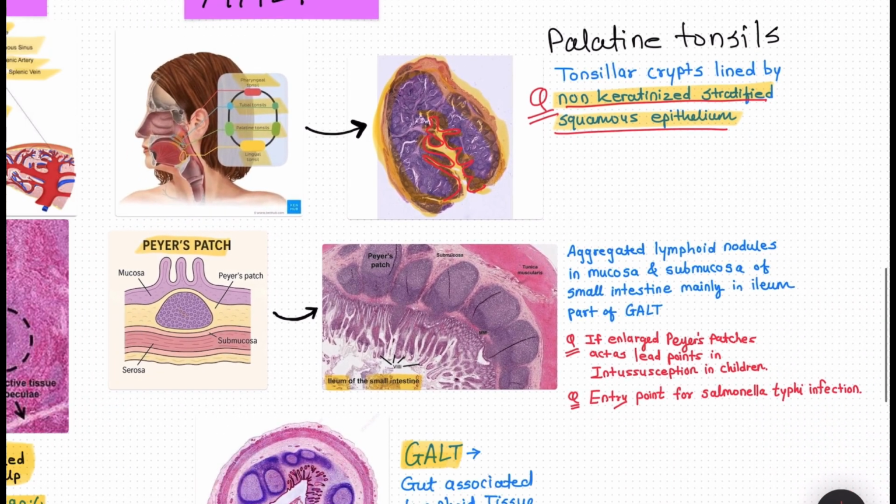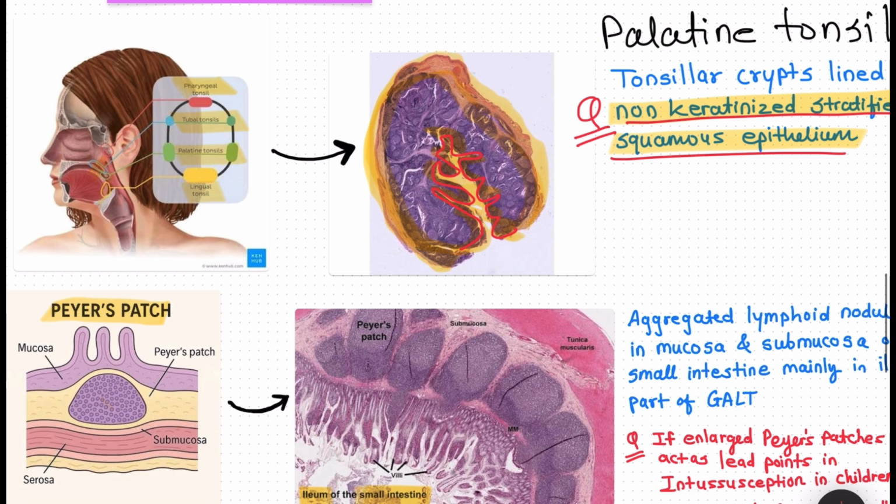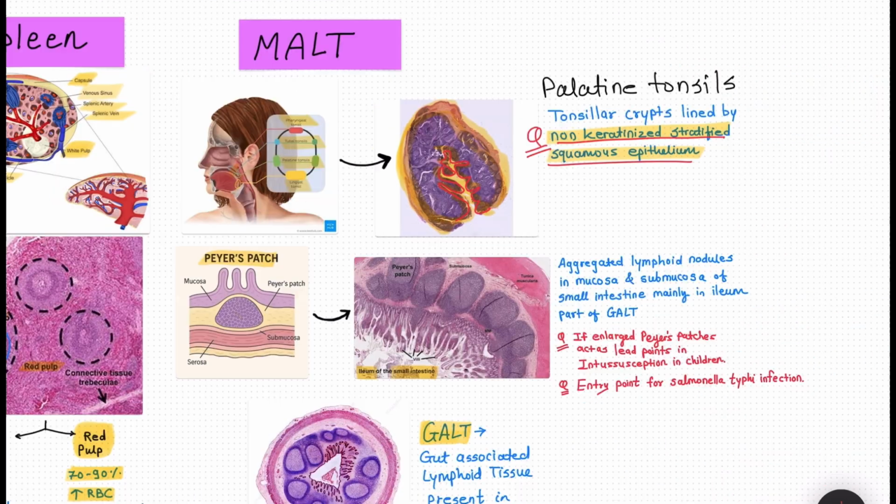Then come to Peyer's patches. This is also a lymphoid organ, a secondary lymphoid organ. If there is any antigen stimulation, then what will happen? Immune reaction will start here. Then what is Peyer's patches?